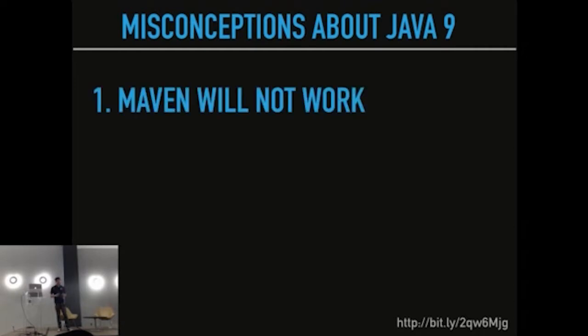One of the biggest misconceptions about Java 9 is that Maven will not work, and of course, that's not true. Maven 3.0 works just fine with Java 9. A lot of these misconceptions around Java 9 come from concern about migrating to Java 9, that it's going to be a huge task and a lot of work, and that's what these misconceptions are trying to allay. So yes, Maven will work.